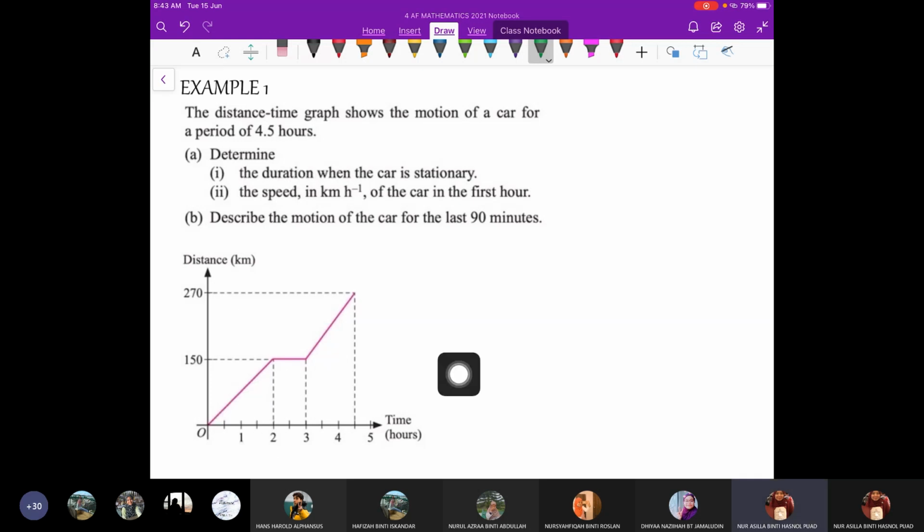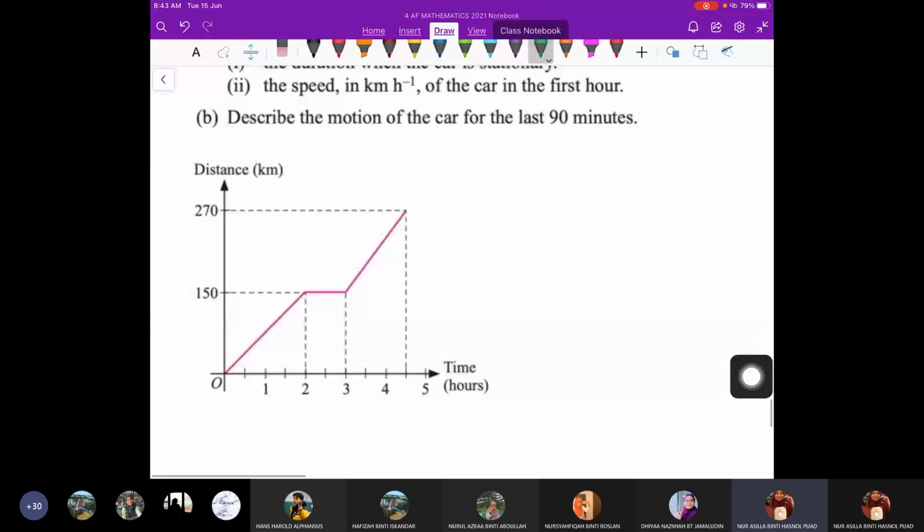Okay, so kita dah belajar. Jom kita tengok. Apa yang berlaku sebenarnya? So tengok masa in hours 4.5. Betul lah. Kereta tu bergerak selama 4.5 jam. Berapakah dia cover? Kita kena tahu dulu. Okay. So kereta ni daripada satu tempat, dia pergi ke satu tempat, dia berjalan selama 2 jam. Dia cover berapa distance? 150 km.